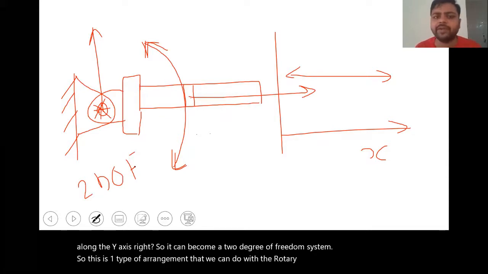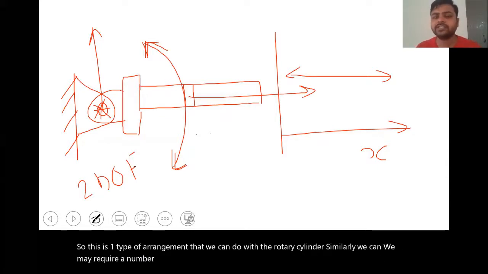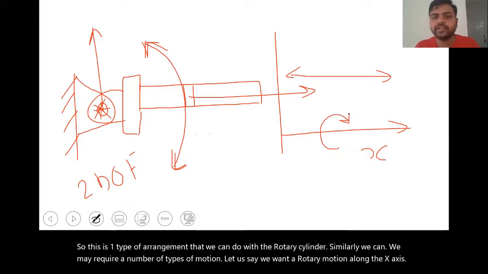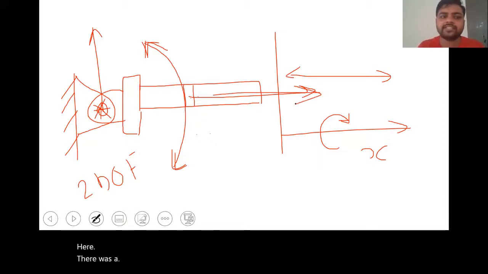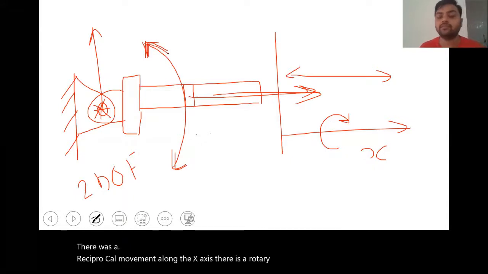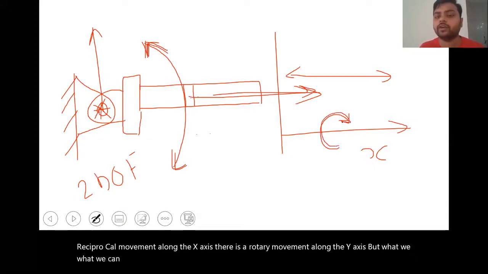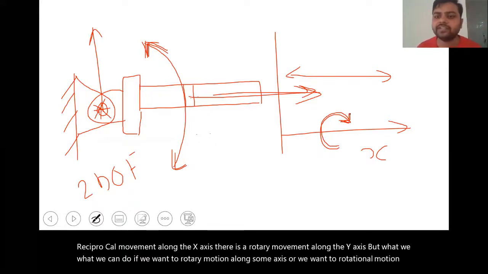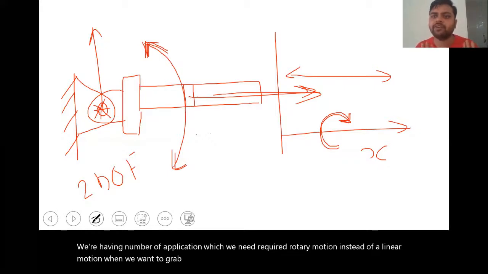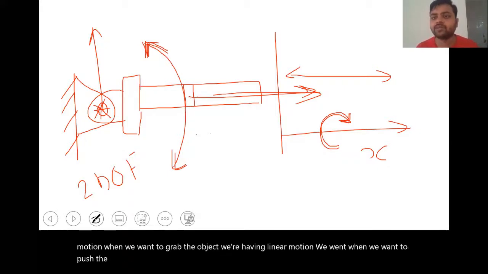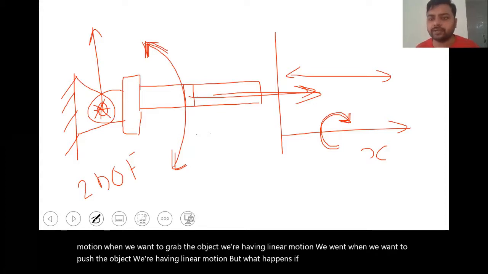Similarly, we may require a number of types of motion. Let us say we want a rotary motion along the x-axis. Here there was a reciprocal movement along the x-axis, and a rotary movement along the y-axis. But what can we do if we want a rotational motion? We have a number of applications in which we require a rotary motion instead of linear motion. When we want to grab the object, we have a linear motion. When we want to push the object, we have a linear motion. But what happens if we want a twisting movement, right?